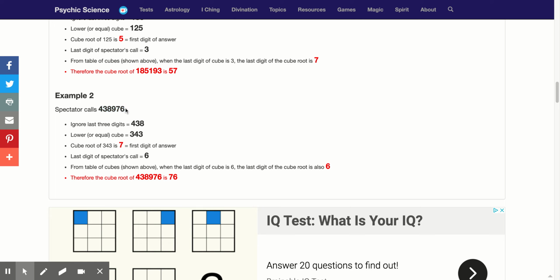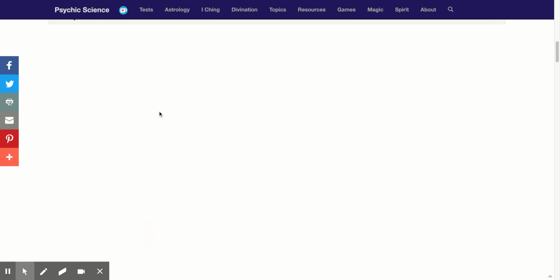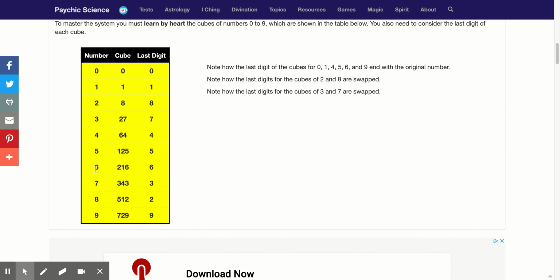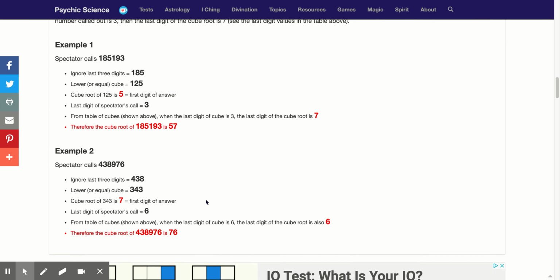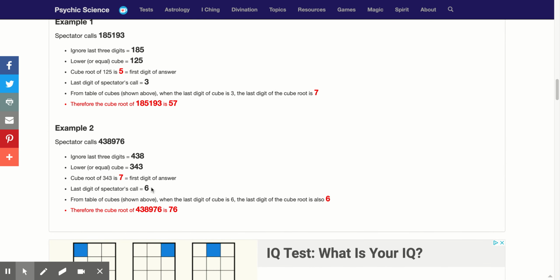Well, what's my ones digit? My ones digit of what I'm getting the cube root of is 6. Well, what cubed gives me a ones digit of 6? Looking back up here, 6 gives me a ones digit of 6 when I cube it, right? Because it's 216. So my ones digit of my answer is 6.